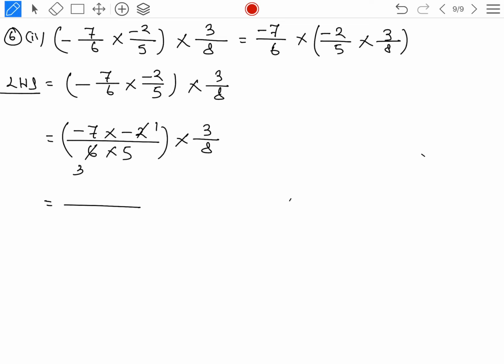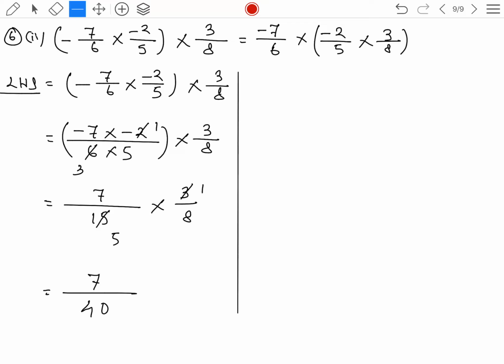Now see, 2 3s are 6, yes or no? So in the numerator we'll get minus 7 into minus 1, that means 7. In the denominator 3 into 5, that means 15 into 3 by 8. Now say 3 1s are 3, 3 5s are 15, yes or no? Again multiply numerator into numerator, that means 7 into 1, that is 7, and 5 into 8, that is 40. So in the left hand side what we got? Left hand side we got 7 by 40. Okay, now come to the right hand side.